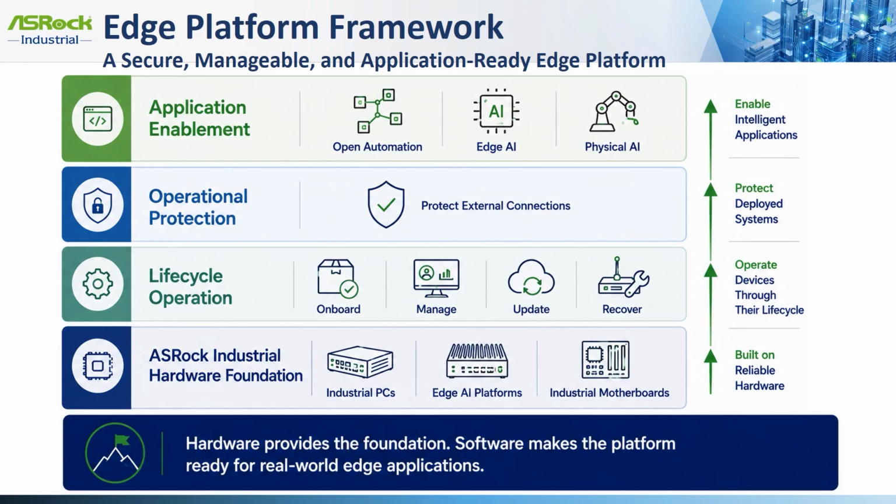Next is operational protection. Here, AiSafeguard helps protect deployed systems during daily operation. It applies Zero Trust control to external devices and I/O access. Finally, we have the application enablement layer. This is where customers create business value through automation, edge AI, and physical AI applications. So the message of this slide is simple. The hardware platform is the foundation. Our software adds lifecycle operation, operational protection, and application enablement capabilities.